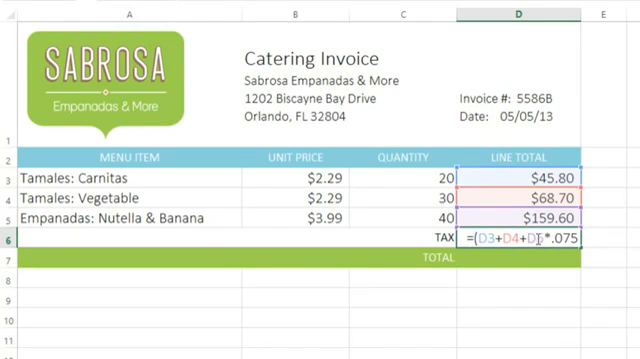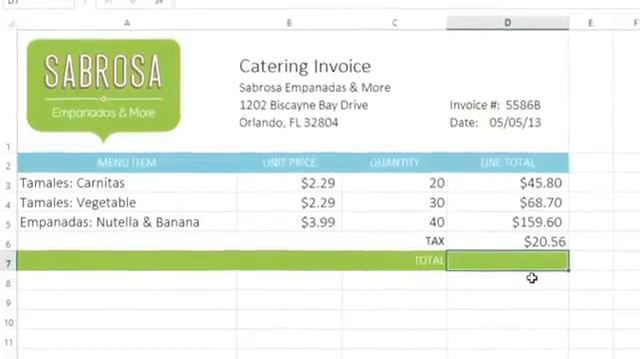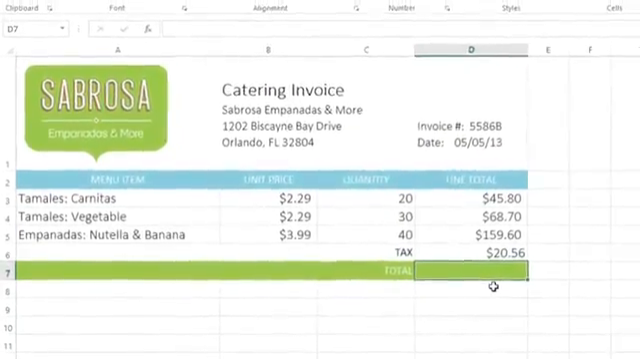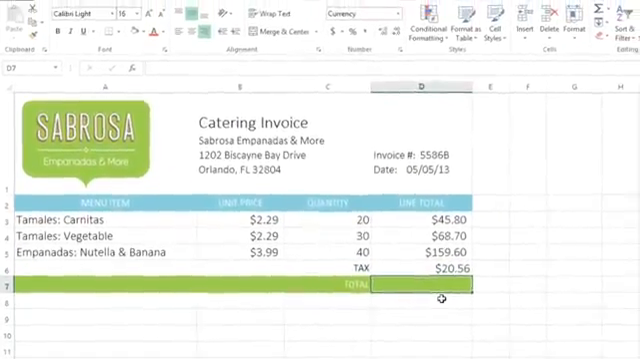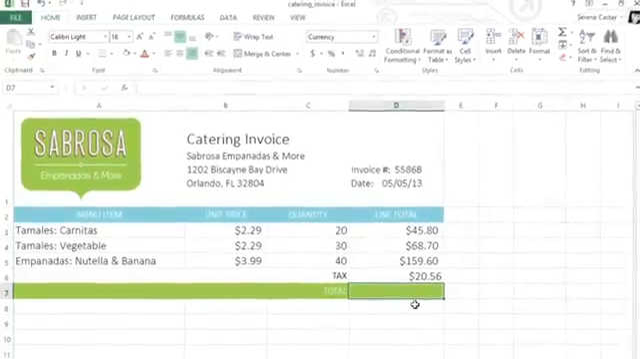Parentheses are often the best way of controlling which parts of the formula are calculated first. And when this formula is calculated, we can see that the answer is $20.56. So whenever you're doing a complex formula, just remember to follow the order of operations. Then you'll get the correct answer every time.